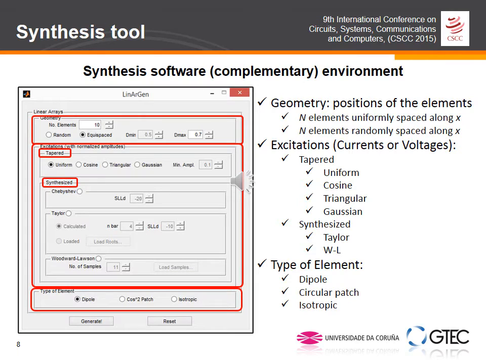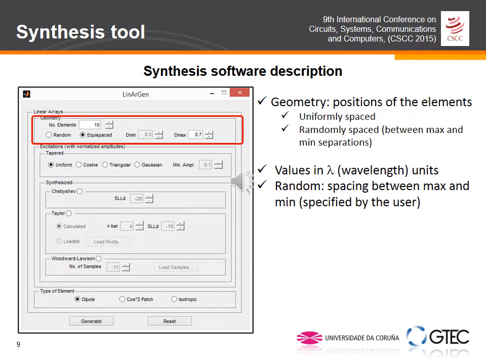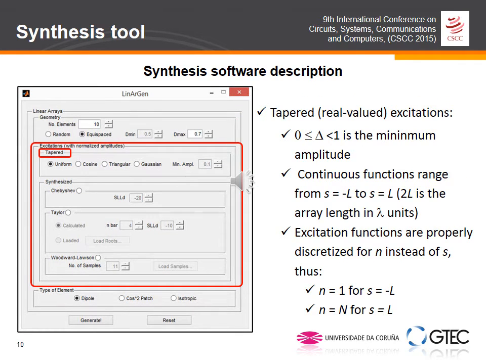In this panel, we can set the geometric deployment of the elements and use different excitation profiles. Moreover, it's also possible to determine the type of the element. There are two options for the antenna deployments, uniformly and randomly spaced. For the position of the elements, we employ lambda units. When choosing the tapered excitations, a continuous function with normalized values is used for the amplitude distribution.